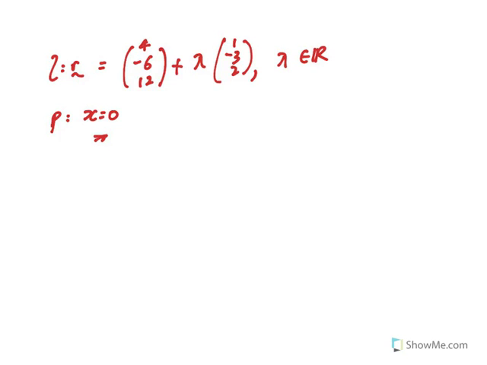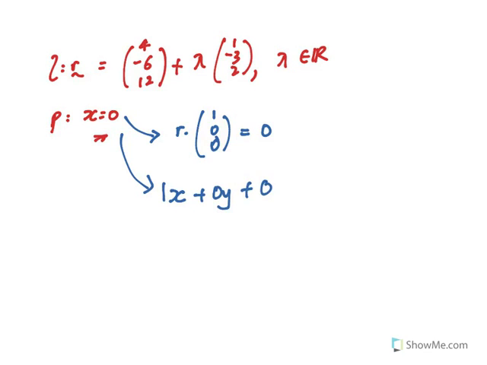Okay, so some students see it this way. Actually there are a lot of variations. One is I can see this is x equals 0. Some students see it as r dot 1, 0, 0 equals 0. Some students also say it's 1x plus 0y plus 0z equals 0. And then they sub in the equation of the line.